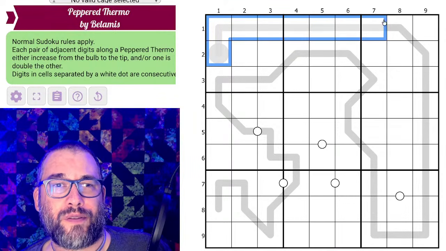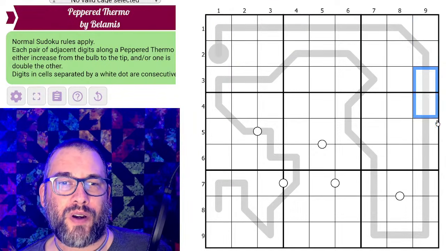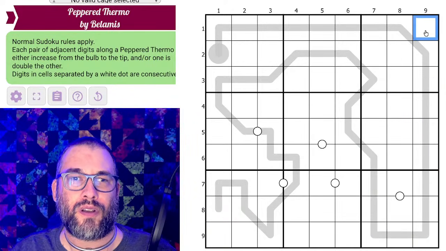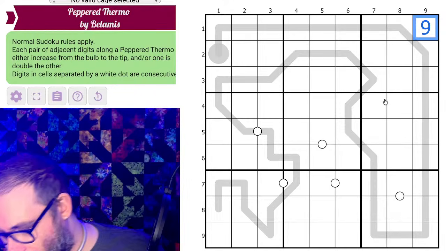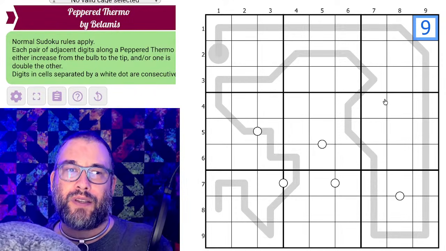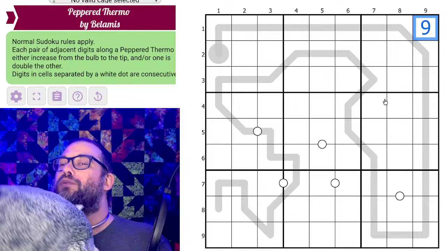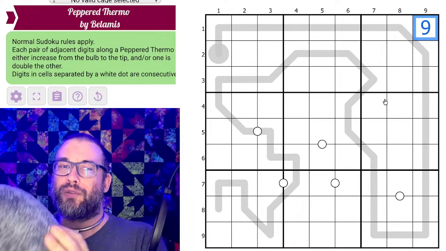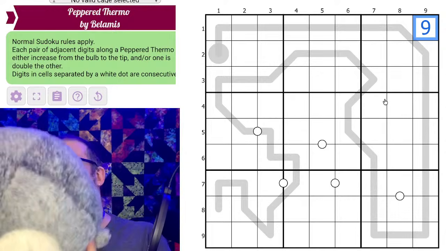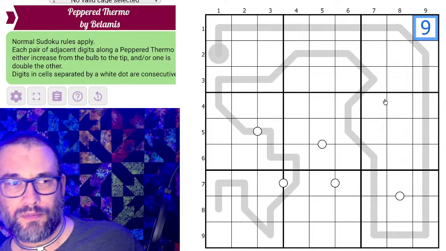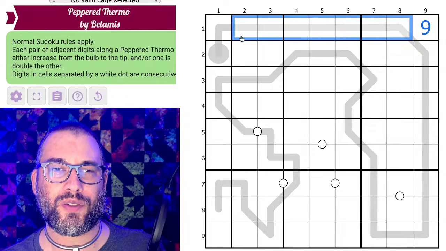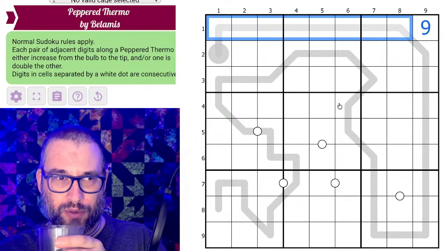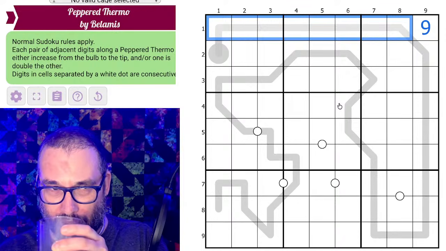You can't go down from 9. So 9 never appears along this thermo except maybe at the end. So 9 is here, and we immediately get a 9 dance. Woo. To get a 1 in this row, we're going to have to go down from 2. So we go to like 8, 4, 2, 1 or something.